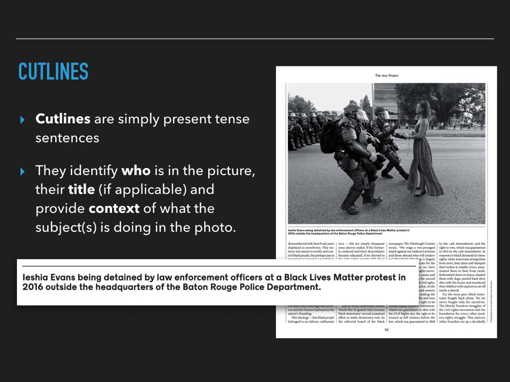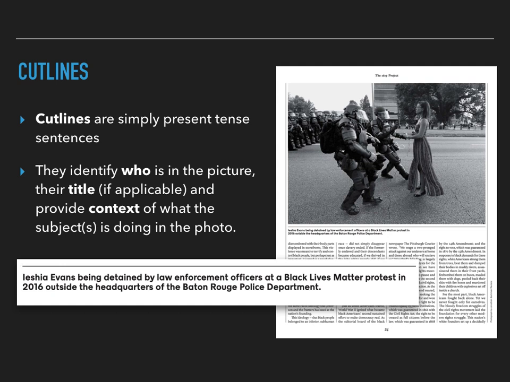this photo was taken during the Black Lives Matter movement, and the caption for it reads as follows. Aisha Evans being detained by law enforcement officers at a Black Lives Matter protest in 2016 outside the headquarters of the Baton Rouge Police Department. So again, we're answering all those questions here. We have the who, we have what's happening, we have the where. So it's giving all this extra context of what's happening in the photo.